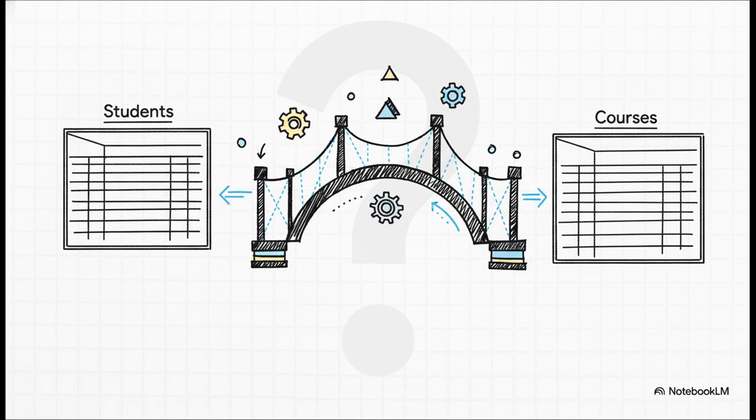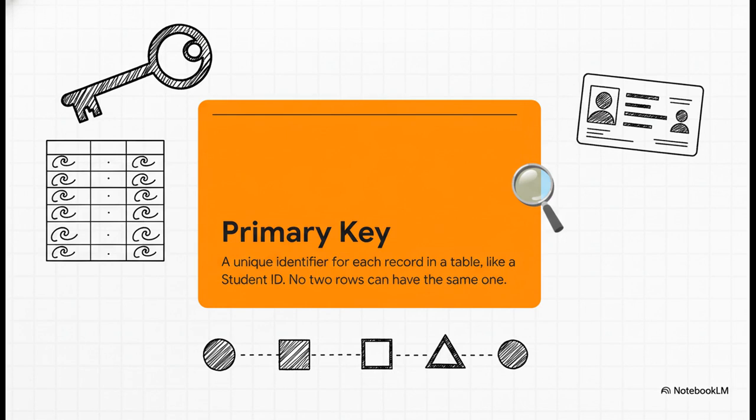We can't just cram all the course info into the student table. That would get messy really fast. We need a clean way to build a bridge between them. The very first step is to give every single row its own unique ID. This special ID is called the primary key. For our students table, that student ID column is the perfect primary key.